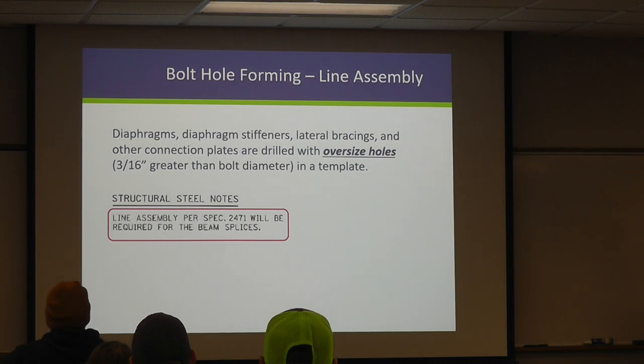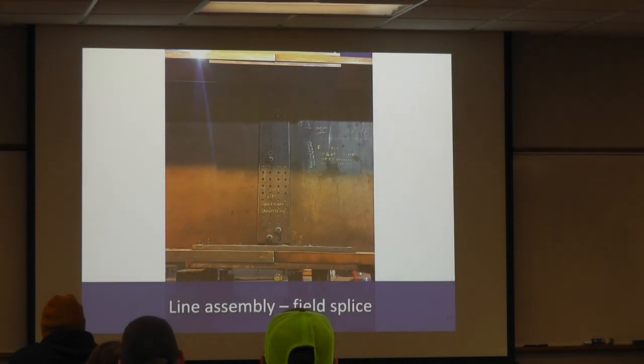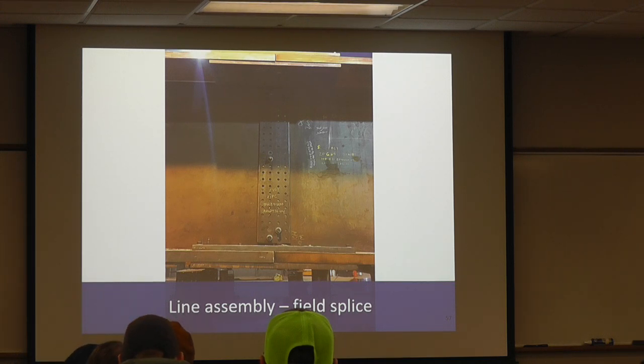So our field splices are always going to be a 1/16 of an inch oversized. And then when we have line assembly, you're going to have oversized holes. So here's line assembly. It's quite literally bringing the girders into alignment and starting to drill these holes.